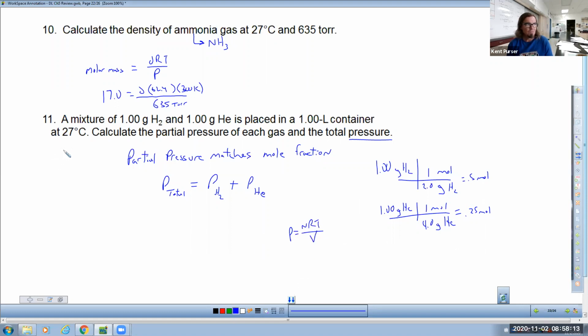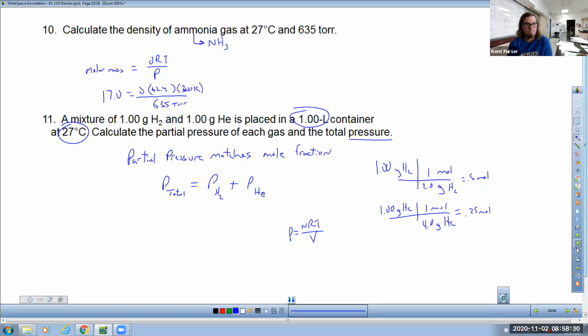P equals nRT over V. We have a temperature. We have a size of a container. Plug those in to find the pressure of each one. Put those in here and then solve for the total. Definitely a skill set you're going to have on this chapter test, I hope. If you don't, well, good luck on that test.